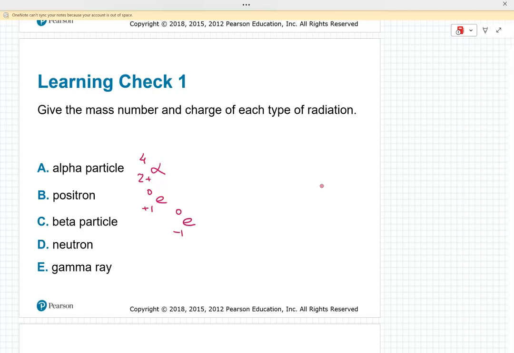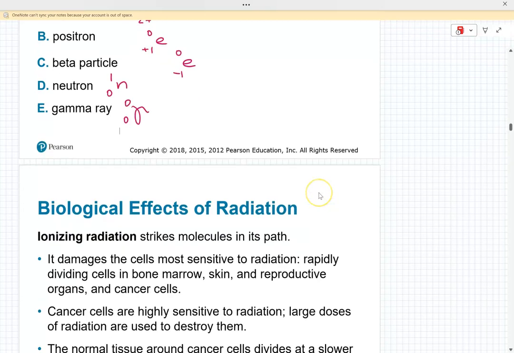Neutron. What is the mass of a neutron? 1. What is the charge of a neutron? 0. What is the mass of a gamma ray? 0. What is the charge of a gamma ray? 0. Okay?